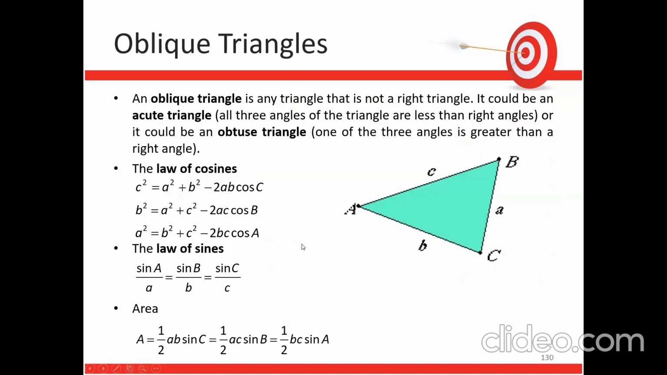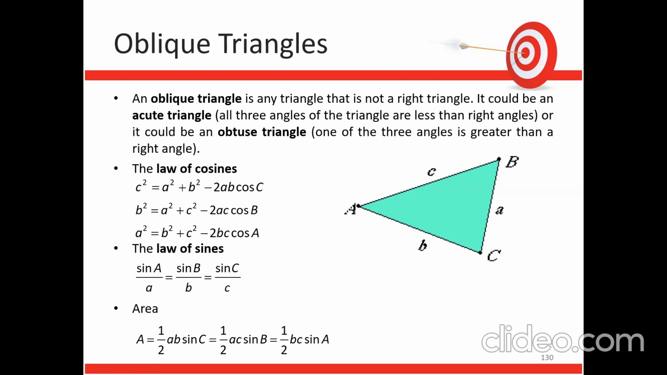Na oblique triangles, tapos tayo sa right angle. An oblique triangle is any triangle that is not a right triangle. It could be an acute triangle, where all three angles of the triangle are less than the right angle, or it could be an obtuse triangle, where one of the three angles is greater than a right angle. Ngayon tayo nag-discuss ng mga angle. Hindi naman masyado. Andito na tayo sa triangle.